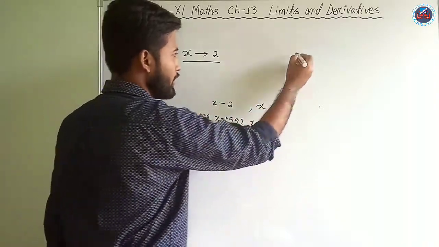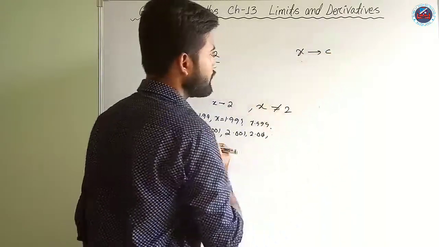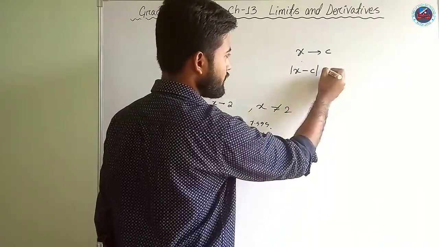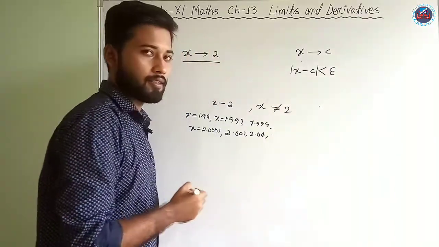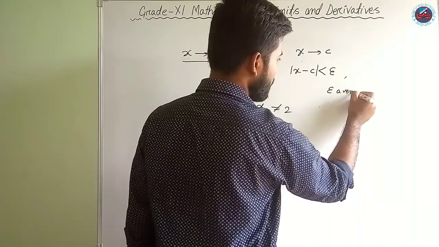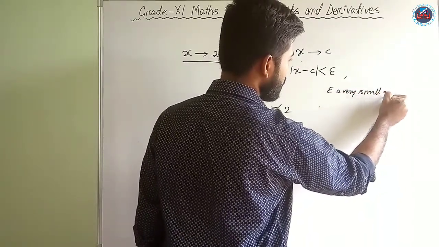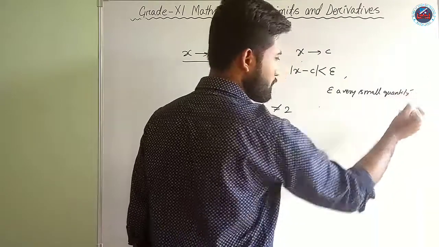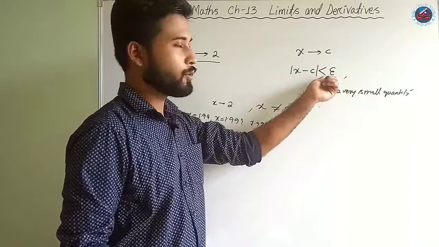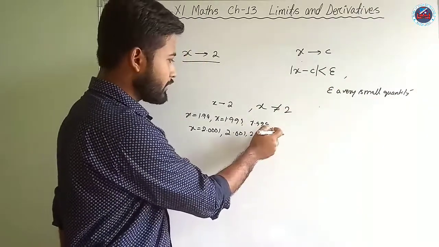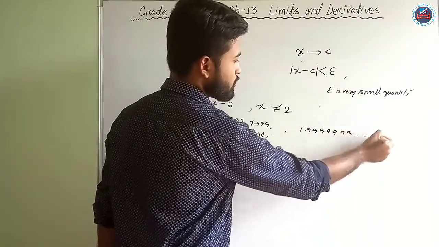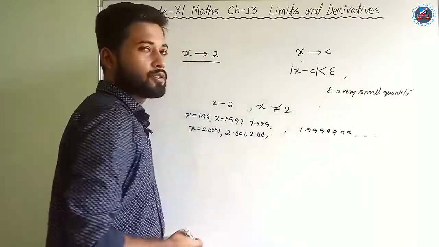So in other words, I can say that if x tends to c, then the distance between x and c will always be less than epsilon. And what is this epsilon? It's a very small quantity, or a very small real number. Whatever the lowest you can imagine, like I have ended it here at 1.99, you can go up to 1.9999 and so on, but we shall not reach 2.